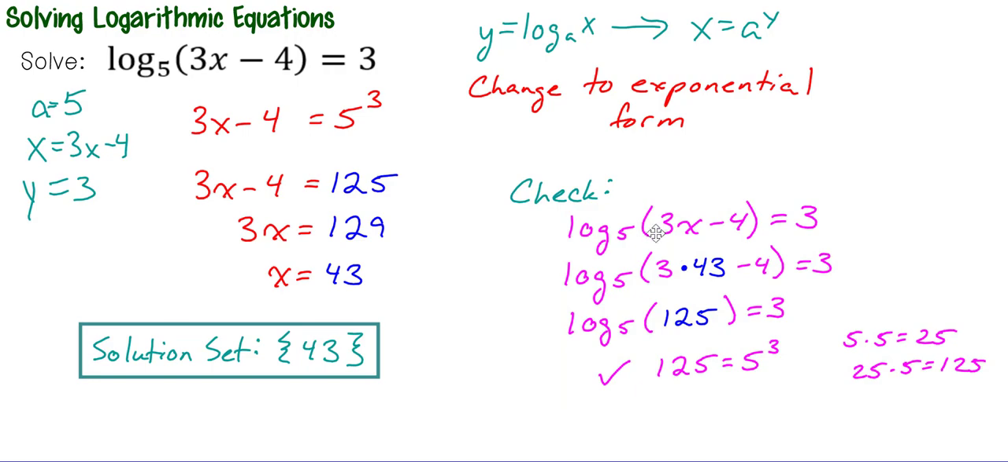So if we plug in 43 for x, log base 5 of 3 times 43 minus 4 equals 3. Log base 5 of 125 equals 3. And if we convert this, the base of 5 is the letter a, set x equal to 125, y equal to 3. That means it would be 5 to the third power equals 125. And if we multiply 5 times itself 3 times, we do get 125. So we know that this solution is correct.